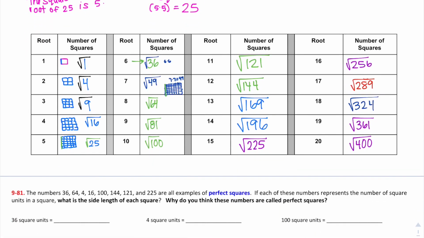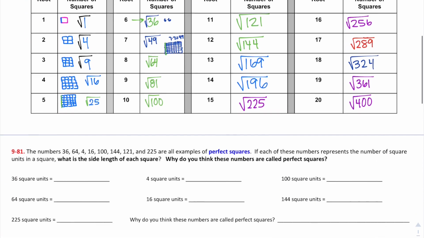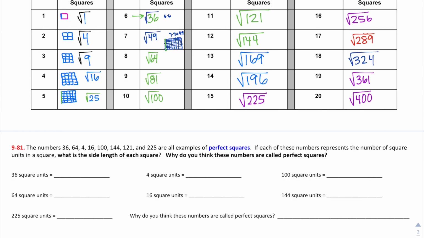Okay, so down here at the bottom, number 81, I'm going to be doing a couple of these problems with you, and then I'm going to have you stop and try to do some on your own. Okay, so number 81 says the numbers 36, 64, 4, 16, 100, 144, 121, and 225 are all examples of perfect squares. If each of these numbers represents the number of square units in a square, what is the side length of each square?